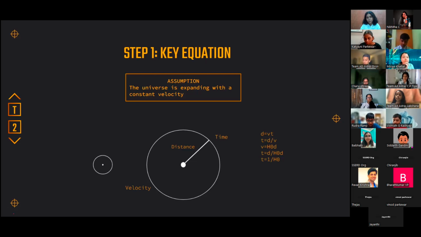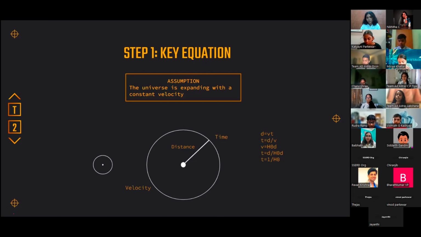On the screen here, we see 2 diagrams. Let's assume that the left circle is our universe about 10 billion years ago, and the right diagram is our universe right now. Like I said, the universe is expanding with a constant velocity, so the edge of the circle can be considered as the time or the age of the universe. The magnitude between the central point of the circle and the edge of the circle can be considered as the distance. As we can see, the distance would be equal to the velocity into the time.